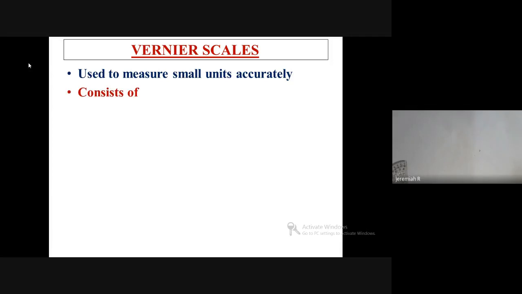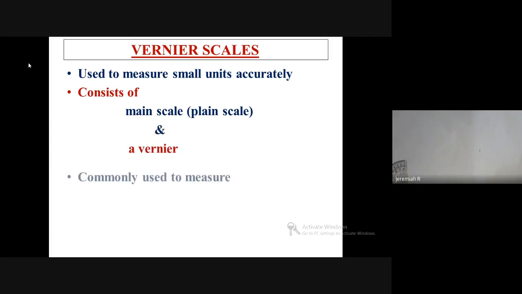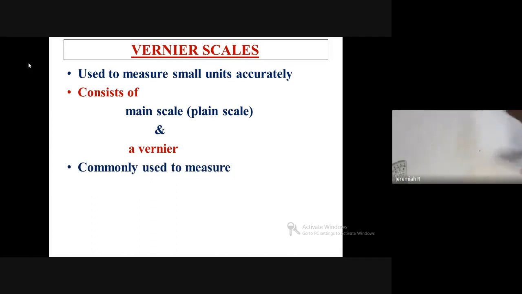So if you want to measure small units accurately, you can use a vernier scale. Have you seen a vernier? There will be a main scale as well as a vernier scale. So here also we'll have a main scale as well as a vernier scale. In everything we are going to do in a drawing sheet, if you follow a vernier scale, we have to do two things. One is the main scale or plane scale as well as the vernier scale. We have to draw the vernier scale also.